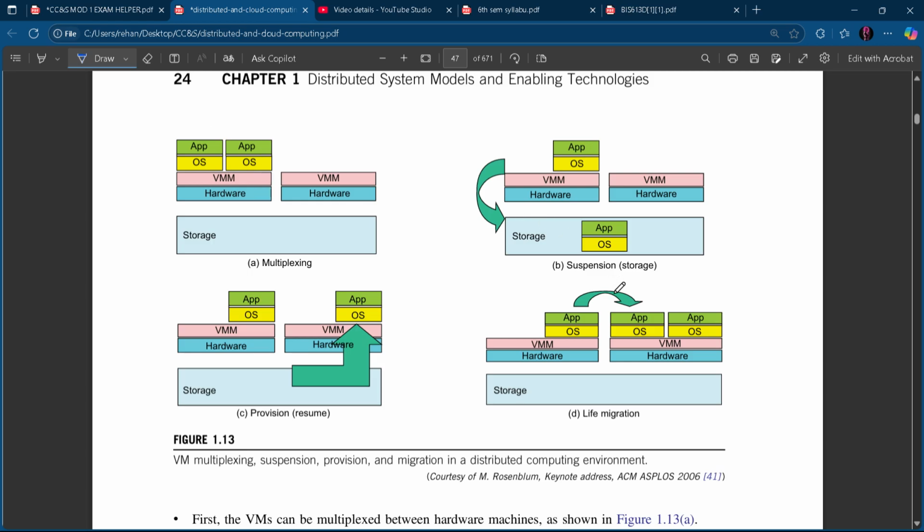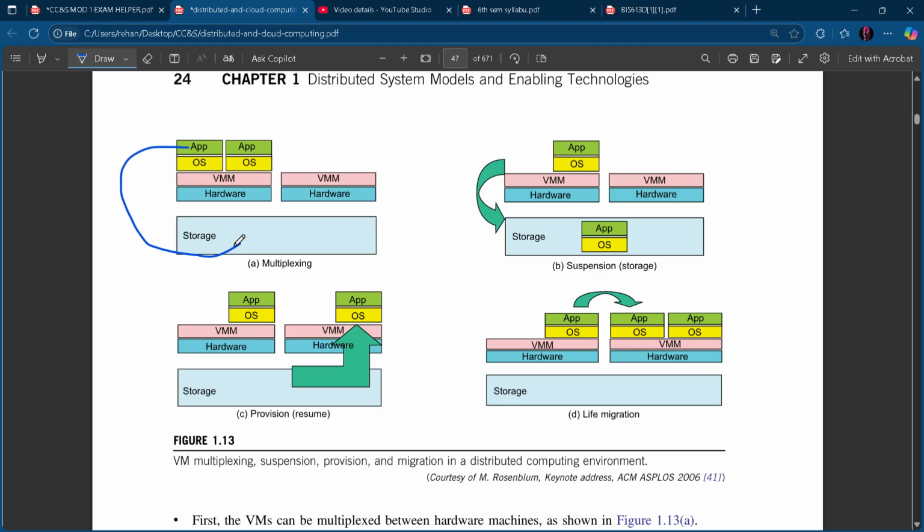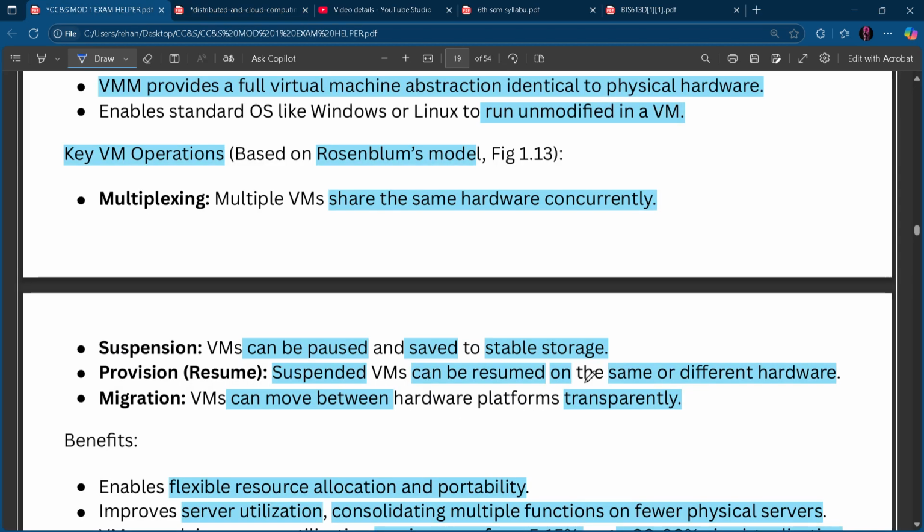Then you have suspension. What happens? Suppose these two are here. Now you want to do suspension. So what you will do? You will stop, and you will load this thing over here. So you save it in the storage, to make it safe in stable storage. Suspended VMs can be resumed on provision.